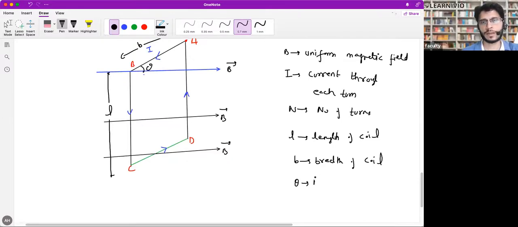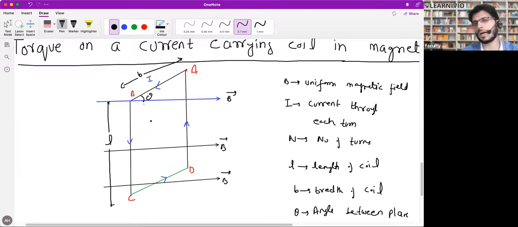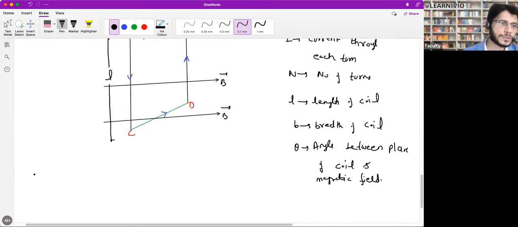Theta is the angle between the plane of the coil and the magnetic field. So this derivation has two parts. In the first part, you're supposed to calculate the force on each of the individual conductors AB, BC, CD, and DA. Now let's first calculate the force on AB.